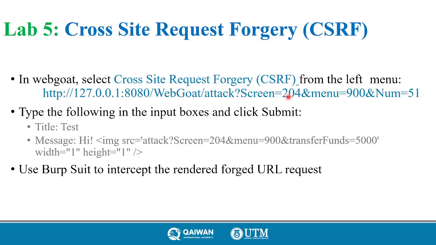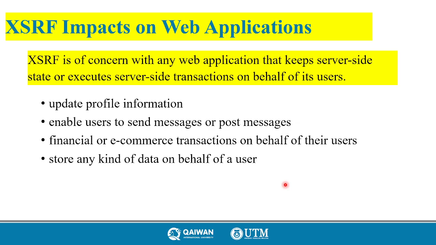Go to 127.0.0.1:80 WebGoat, attack screen 24, menu 900, number 51. Type the following in the input boxes and click submit. In the title, type test. In the message, type hi, the image source, and so on. Use Burp Suite to intercept the rendered forged URL request.